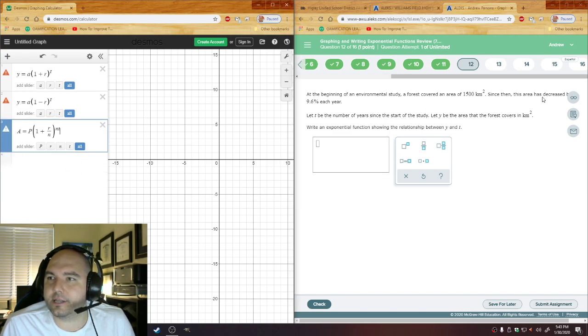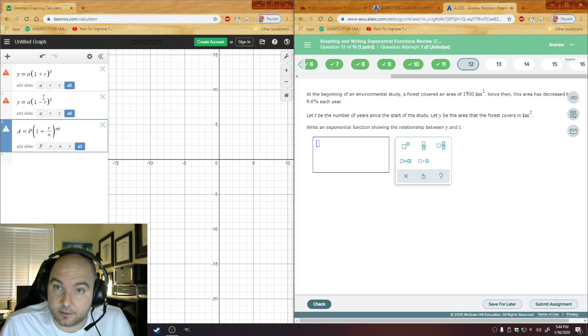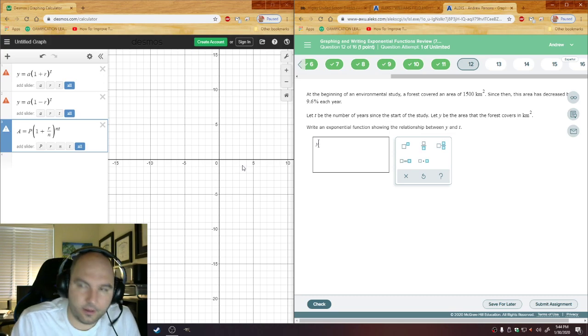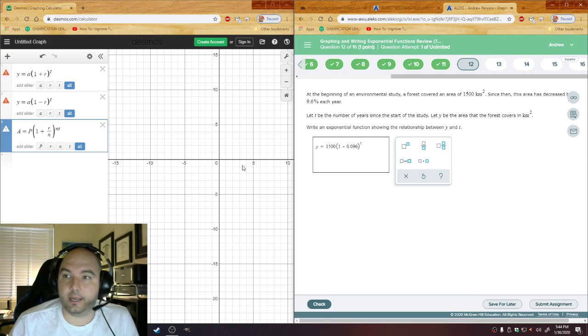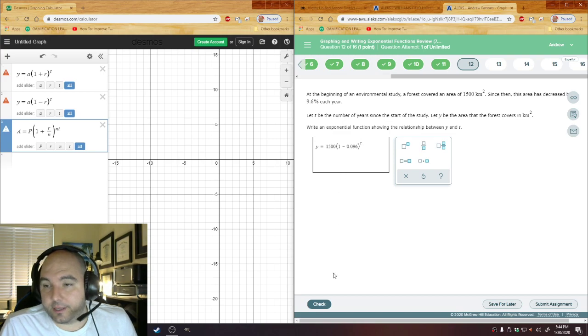Since then, this area has decreased by 9.6% each year. So it's a decrease. So this is a decay problem. So y equals 1,500 times (1 minus 0.096) to the t. And again, I could simplify the insides, but I'm not going to.